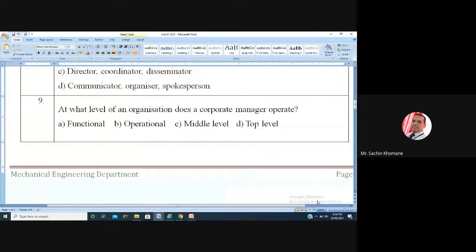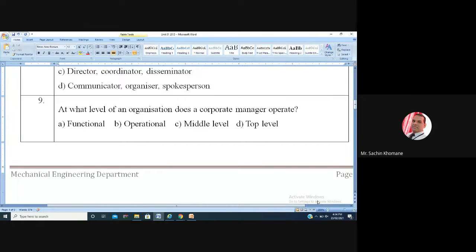So, a very small question: at what level of an organization does a corporate manager operate? In short, at what level do managers operate? Manager, middle, top, at which level do they work?